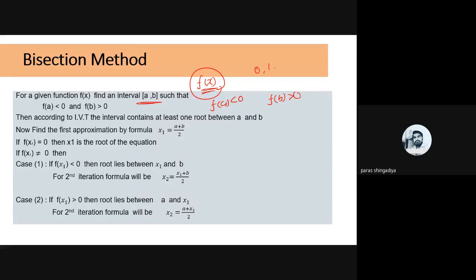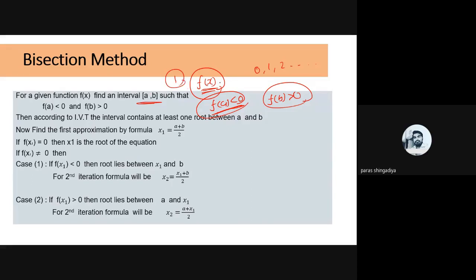You can start with 0, 1, 2, 3, 4, 5, 6, and so on, and put 0 in the function and check its output. Then put 1 in the function, check its output, then 2, 3, 4, 5, 6, any value you can predict, and check the output of the function. So find two values from the real line as a and b such that f of a is negative and f of b is positive. One value you have to define as positive, meaning the function's output should be positive, and the second value you have to consider from the real line whose output should be negative. This is the first step to implement the bisection method.